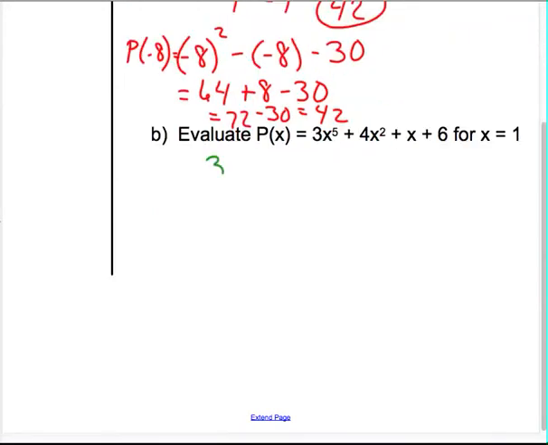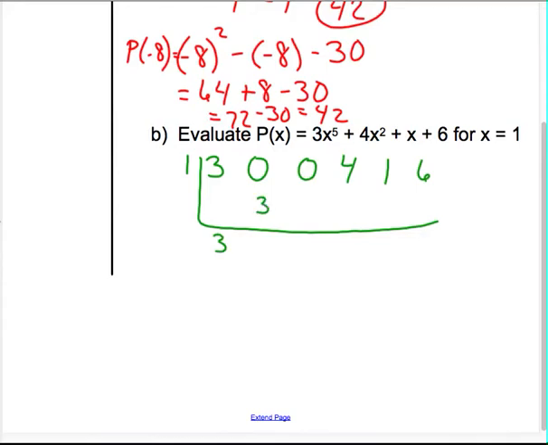Again, setting up our coefficients, 3x to the 5th. We're missing an x to the 4th and an x cubed, so we need 2 zeros. 4x squared plus 1x plus 6. Again, with the synthetic substitution, we use the value we're given, x equals 1. Bring down the 3, times 1, plus 0, times 1, plus 0, times 1, plus 4, times 1, plus 1, times 1, plus 6 gives me a result of 14.